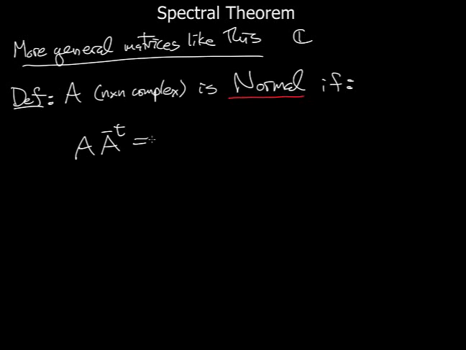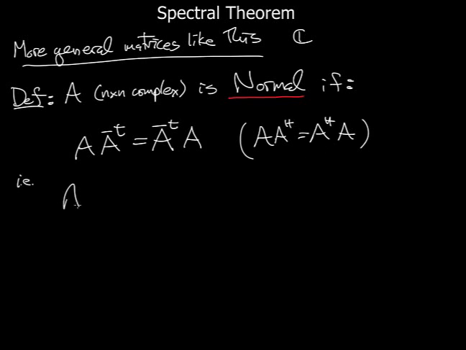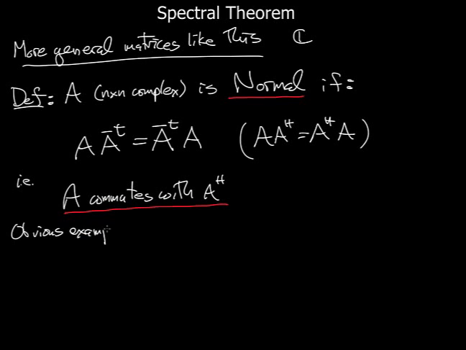A times A bar transpose is equal to A bar transpose A. Or using the H notation, it says this. In other words, A and AH commute. If you multiply them in either order, you get the same thing. So that's a kind of condition we haven't seen before.